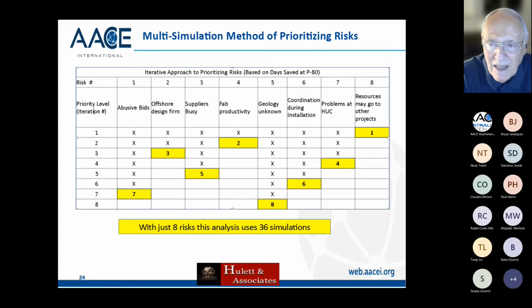And finally, I get down to risk number 8, and I've put the others back, and I take risk number 8 out, and I write down the P80 for this particular project. Turns out that risk number 8, if it's taken out, gives me the earliest P80, earlier than any of the other risks when they were taken out one at a time.